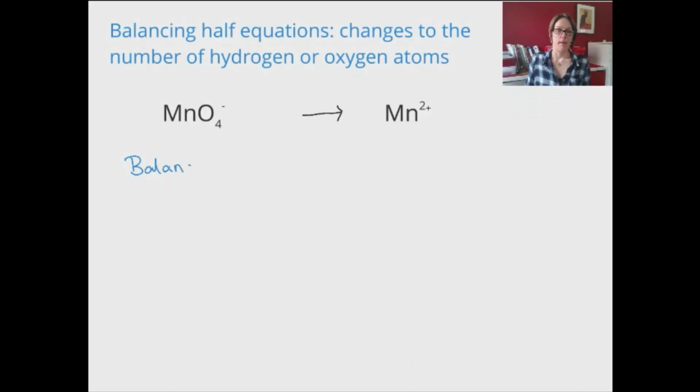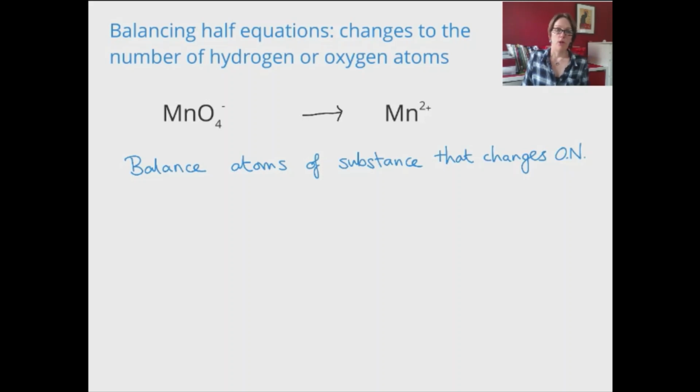These are the ones that people tend to get stuck on more. So the manganate ion is one of these ions we were talking about in the bonding topic. It is actually bonded to oxygen in the +7 state and then becomes manganese 2+ ions on the right without any oxygen. So the first thing is just to balance not all of the atoms, but just the manganese.